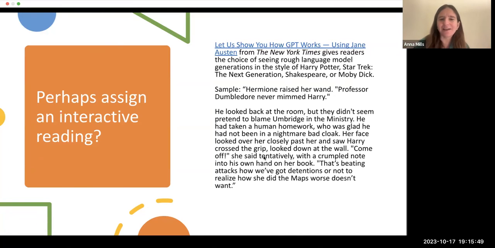So the sample from that article is: Hermione raised her wand. Professor Dumbledore never mimed Harry. So, some things make sense, some things don't. Harry Potter is controversial, certainly. That's true. Yeah. But with this article, you can pick, and there's also Star Trek: The Next Generation. I mean, it's not really a global selection. So it'd be great to find something with a more global perspective, but that's what I got at this point.